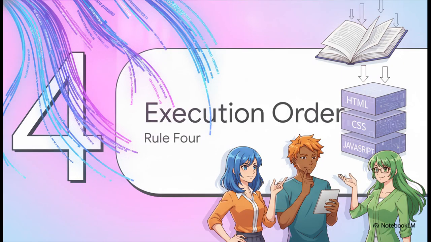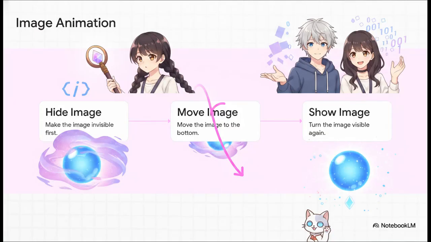That brings us to our final core concept. Rule 4. Execution order. Let's walk through an invisible image analogy to see why this top-to-bottom order is so incredibly critical. How does JavaScript actually read the document you've created? Well, just like reading a book in English, it strictly reads and runs commands from top to bottom. Imagine you want an image to magically appear at the bottom of the screen. Step 1, you write a statement to make the image invisible. Step 2, you write a statement to move the invisible image down to the bottom. Step 3, you write a statement to make the image visible again. Because JavaScript runs top to bottom, the image fades out, moves behind the scenes, and reappears smoothly.